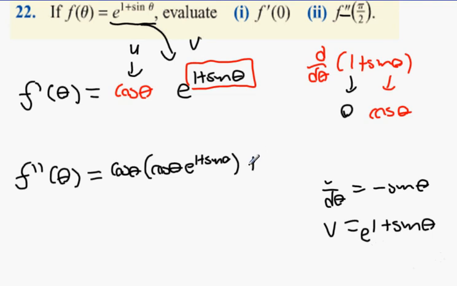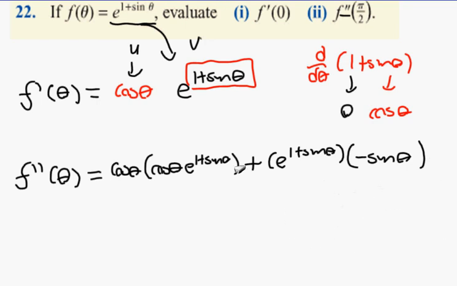Times minus sine theta. That's being multiplied, by the way, not subtracted. Now, what happens here is I get the following. I'm going to get cos squared theta e to the 1 plus sine theta, and then I'm going to get minus sine theta e to the 1 plus sine theta.